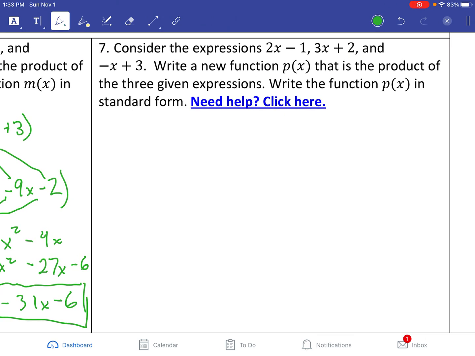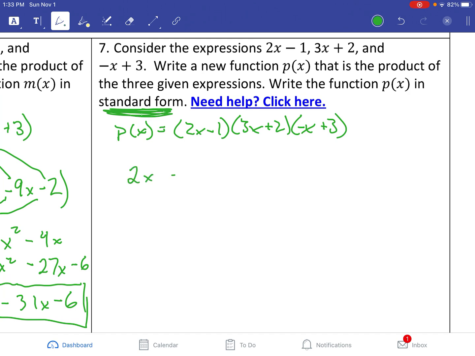We have p of x. It's going to be 2x minus 1, 3x plus 2, and negative x plus 3. Again, it says to write it in standard form, which means we do have to multiply it. This time, instead of the rainbow method, I'm going to do the boxes. So here we go. You got 2x minus 1 and 3x plus 2.